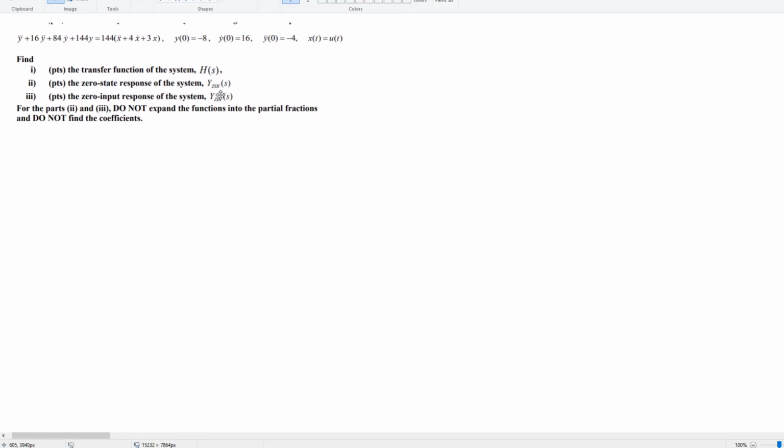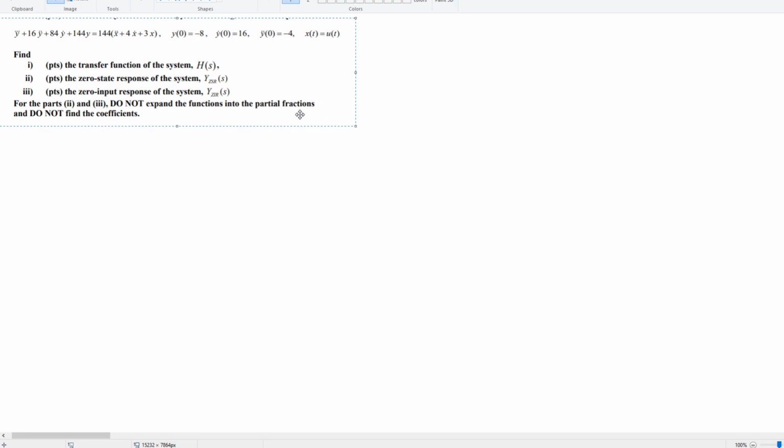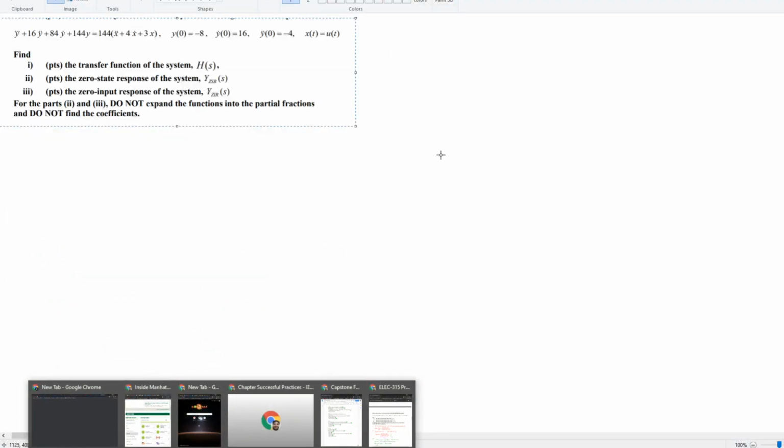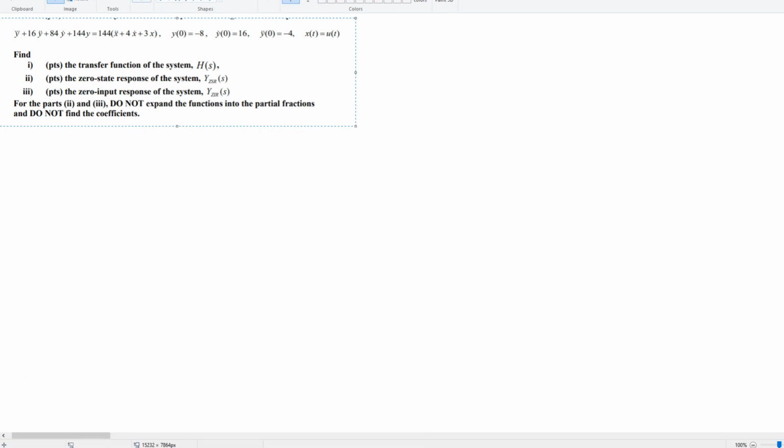Yeah, I already wrote problem 3, but that's fine. The top part, which I didn't copy, says consider the system described by the following differential equation. So this is a differential equation. You guys should know this from, of course, differential equations, or it should look a little bit similar.